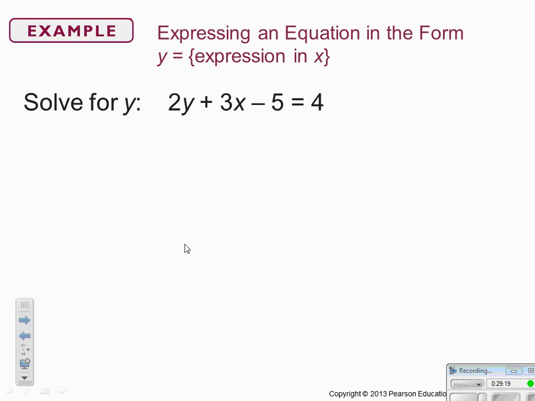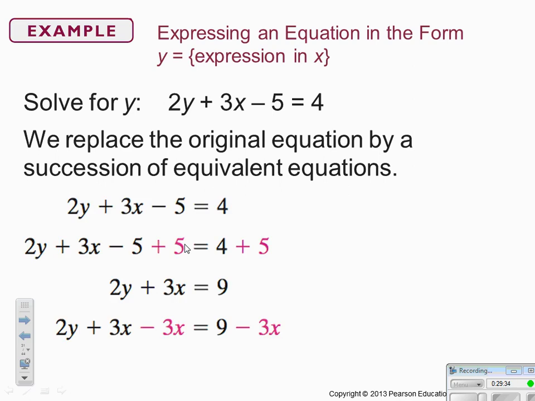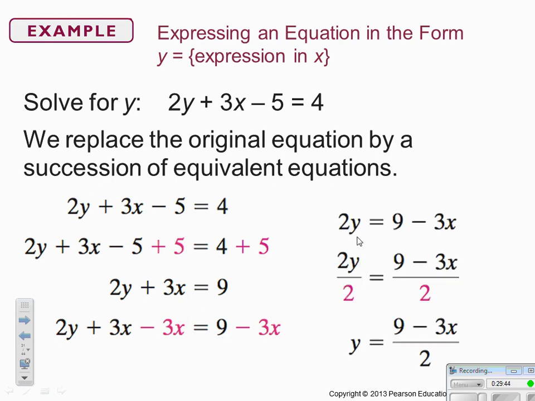All right, this is our example. This is the meat and potatoes. We have 2x plus 2y plus 3x minus 5 equals 4. We replace the original equation by a succession of equivalent equations. So we add 5 to both sides. We subtract 3x from both sides to get 2y equals 9 minus 3x. Then we divide by 2 to get 9 minus 3x divided by 2.